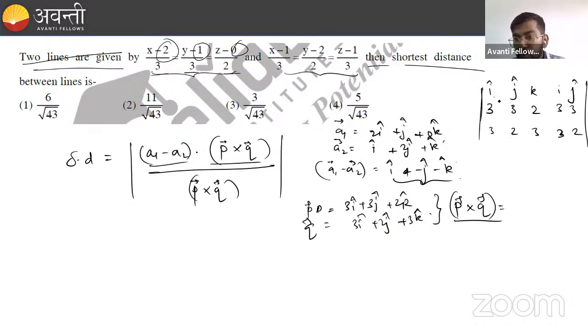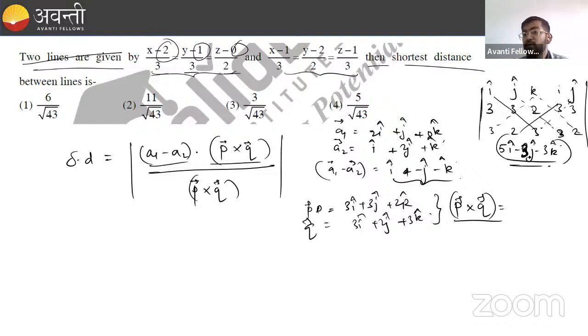Okay, so this is 9 i cap minus 4 i cap. So this becomes 5 i cap. For j cap it is 6 and here 9. Sorry, 6 minus 9, it becomes minus 3 j cap. Again for k cap it is 6 here and here it is 9. So it becomes minus 3 k cap.